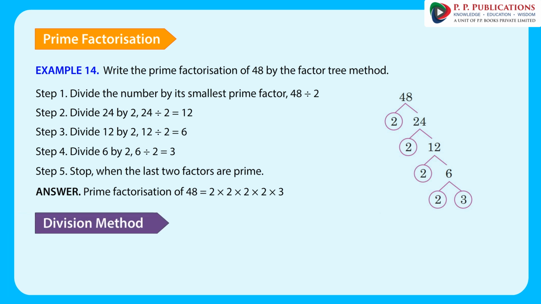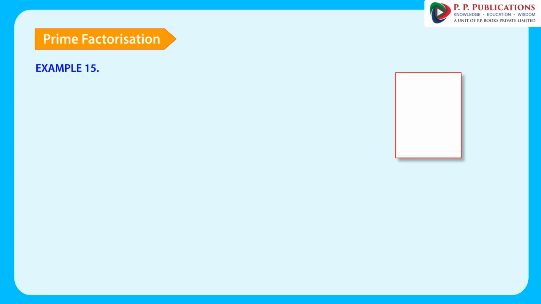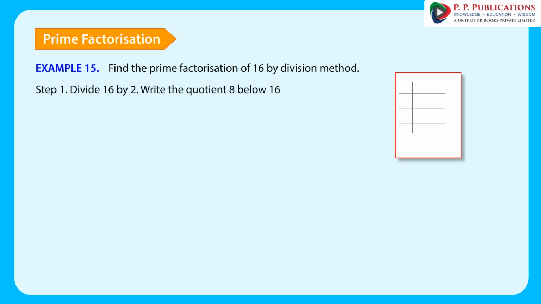Division method. This is another method of prime factorization where a number is repeatedly divided by prime numbers. Example 15. Find the prime factorization of 16 by the division method. Step 1. Divide 16 by 2. Write the quotient 8 below 16. Step 2. Divide 8 by 2. Write the quotient 4 below 8.